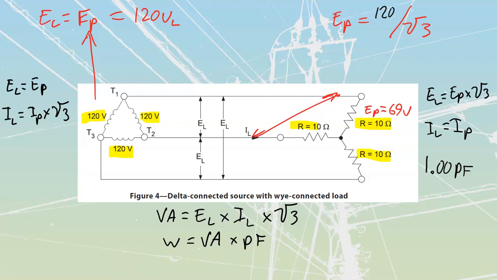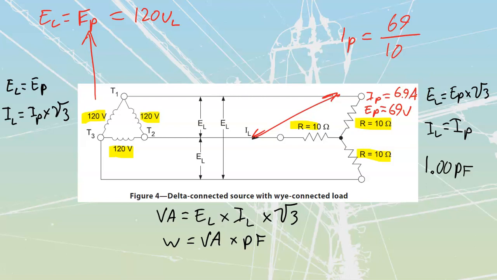Perfect. Now that we have a phase value of voltage, we can calculate one more phase value, and that last phase value we're looking for is my I phase. We do that using all phase values, always keeping it inside of the phase. So E phase divided by my R phase. E phase is going to be 69, and my R phase is going to be 10 ohms. So my current is 69 divided by 10, which means my phase value of current, I phase, is equal to 6.9 amperes.